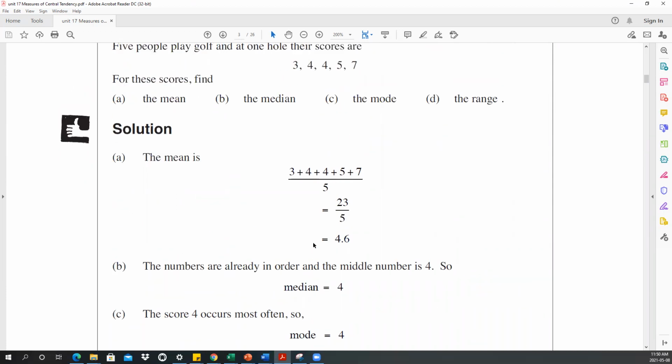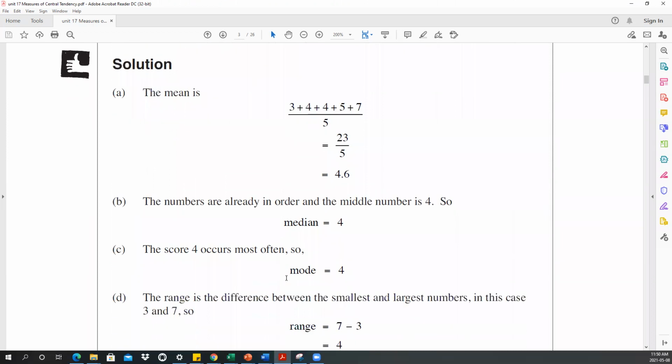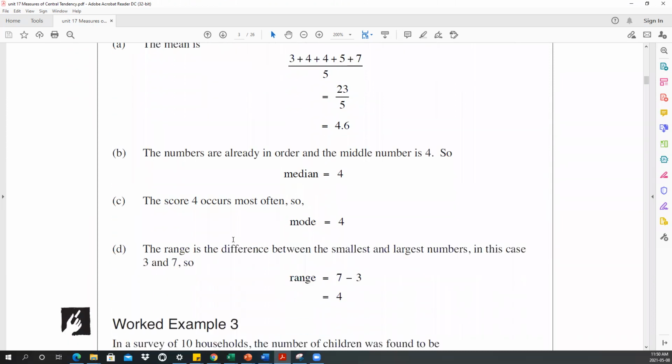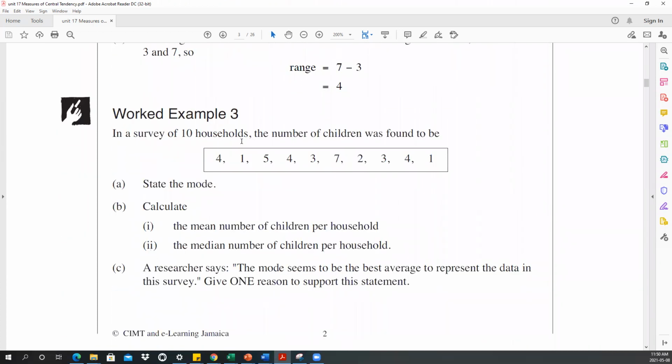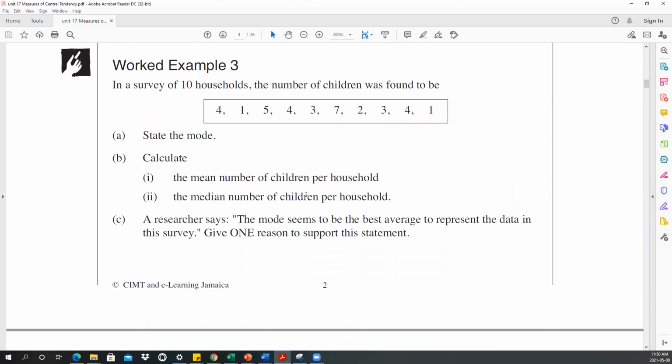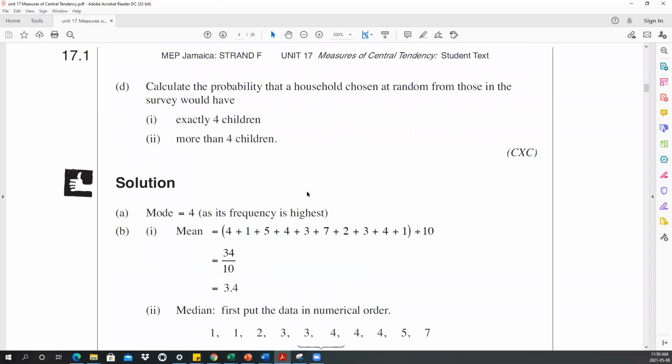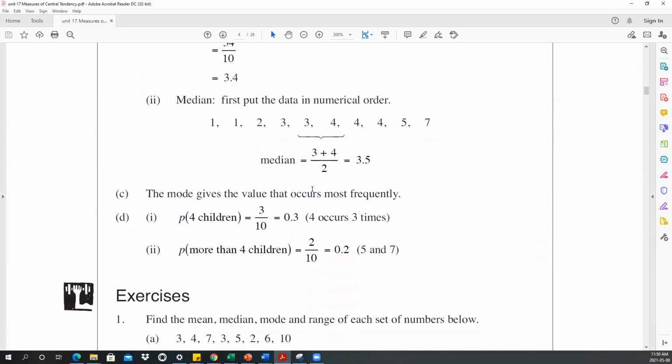Mode is 4, because 4 appears the most, and then the range is 7 minus 3, which is 4. And that's it, they just keep doing it. In a survey of 10 households, the number of children was found to be that, and you keep going on and on.